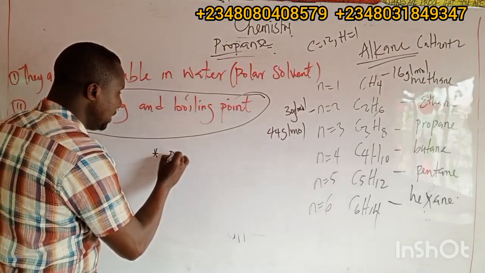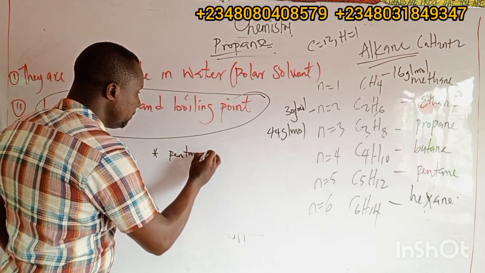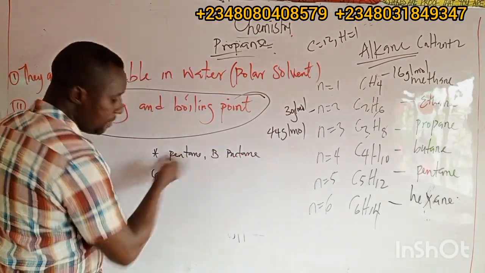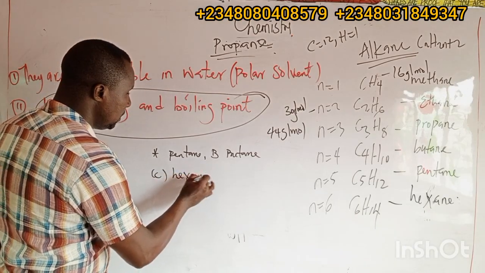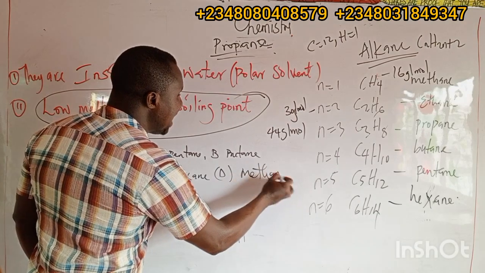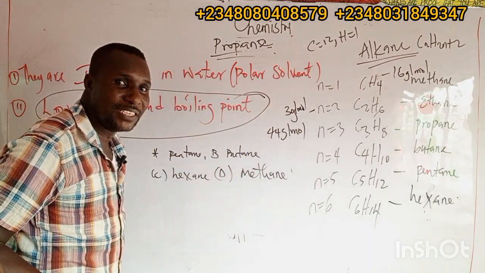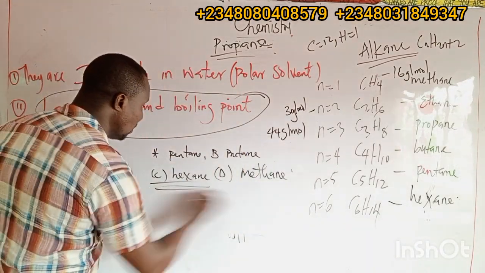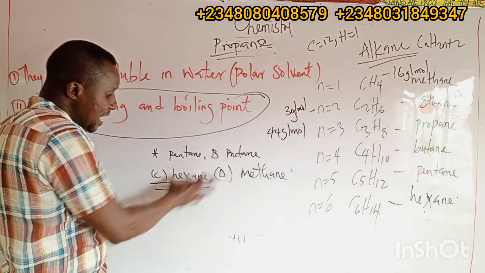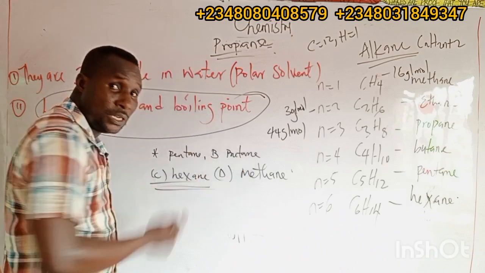Option A, pentane. B, butane. C, ethane. D, methane. Which one of them has the highest boiling point or melting point? The answer is pentane. Take note, because it has the higher molecular mass among the four of them.